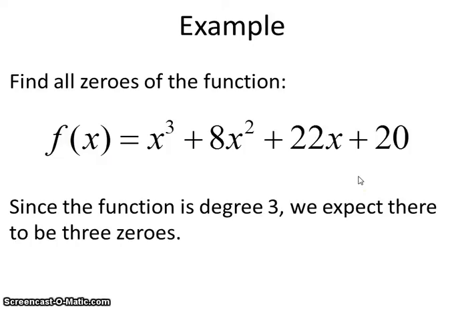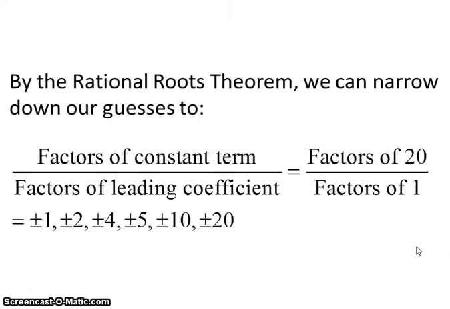Of course, that's not always the case. If there are repeated factors or repeated zeros, we would have less, but we're going to expect there to be 3. So we're going to use the Rational Roots Theorem, and that will help us guess some zeros to check.